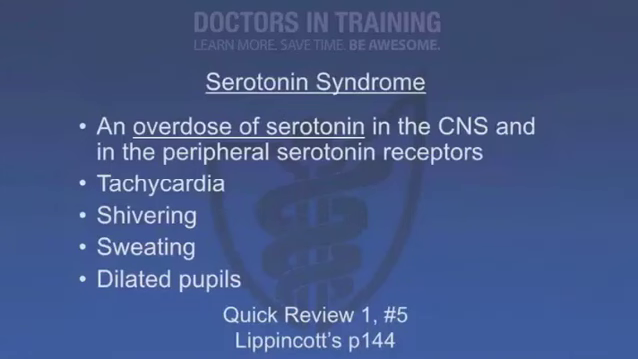Next, what is serotonin syndrome? Well, this is interesting because we call this a syndrome, but it's really just an overdose phenomenon. This isn't something where some people have different reactions to serotonin than others. It's actually you're getting too much serotonin. So some people will refer to this as serotonin toxicity or serotonin poisoning. But you're still going to see this on tests and probably in school as serotonin syndrome. So it's an overdose of serotonin in the CNS, but also in the peripheral serotonin receptors.